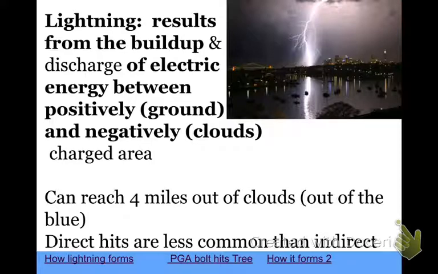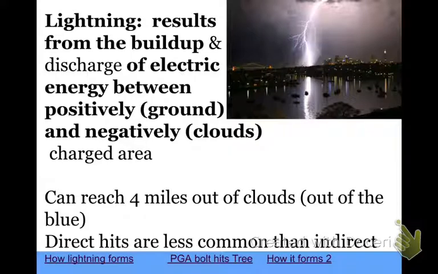And with that static electricity build up, at some point you're going to have very different charges. You have the ground that will be positively charged, and you have the clouds that are negatively charged. And so in order to even out those charges, lightning goes from the cloud to the ground, and that will briefly just redistribute the charges, creating a balanced area again.